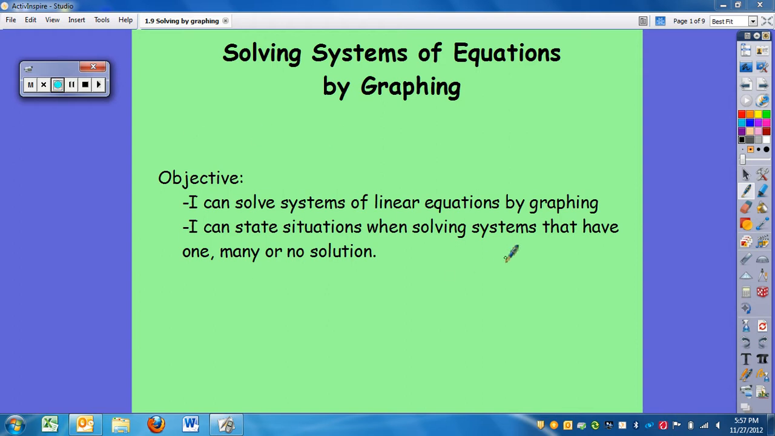So here are your objectives: that you can solve a system of linear equations by graphing, and then you can state situations when solving systems that have one, many, or no solution.